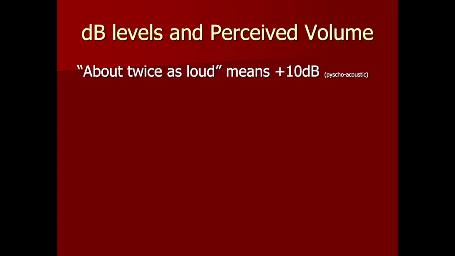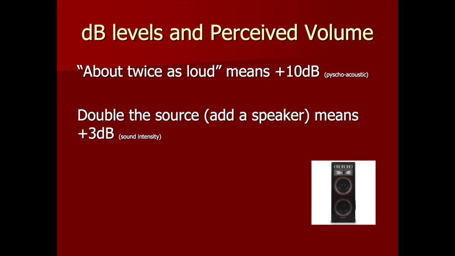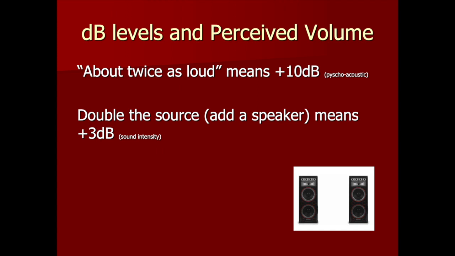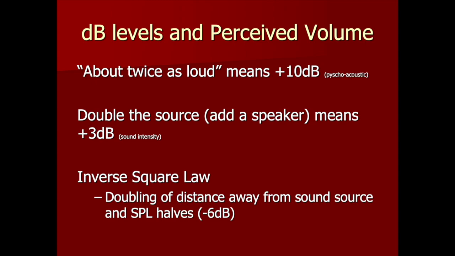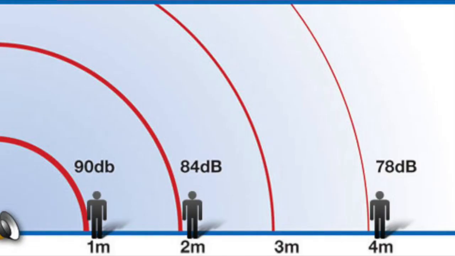So what does it mean twice as loud? Well, it takes about 10 dB of pressure to make something sound about twice as loud. That's psychoacoustic. That's not scientific measuring. That's just saying, oh, that sounds twice as loud. If we add a source, for instance, if we add a second speaker, we get about 3 dB extra in volume. We don't get twice as loud. So just adding another speaker doesn't make it sound twice as loud. You get about 3 dB. That's called the inverse square law. Doubling of the distance away from the sound, the SPL reduces in half.